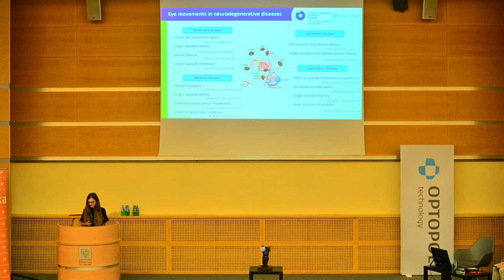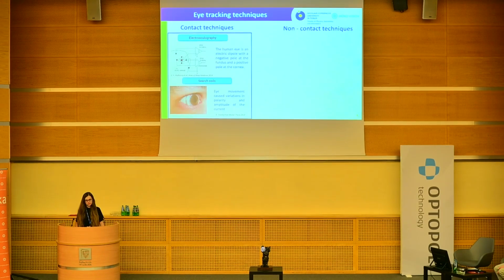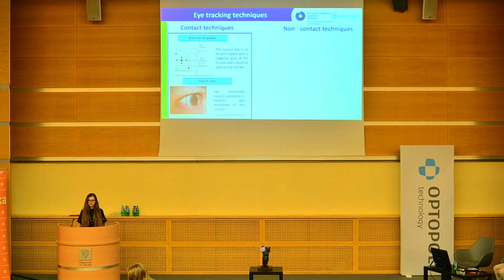So the next question is how we can measure the eye movement. We have two main types of eye tracking techniques: contact techniques and non-contact techniques. In the first group, we have electrooculography and search coils. Both techniques are very precise and accurate, but we have to put something directly into the eyes or near the eyes, so this procedure can change the natural behavior of the eye.